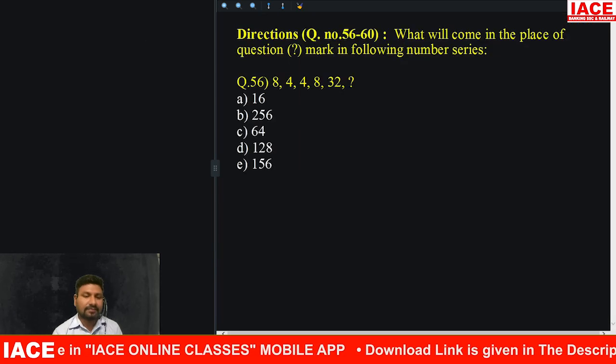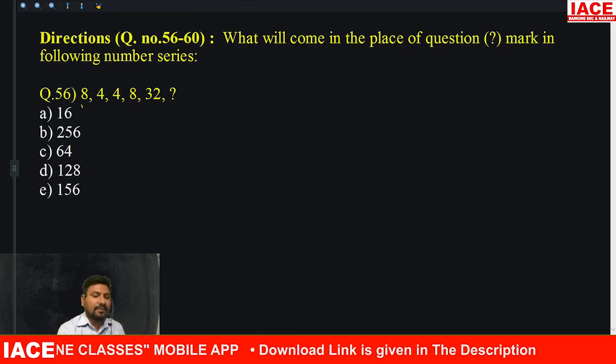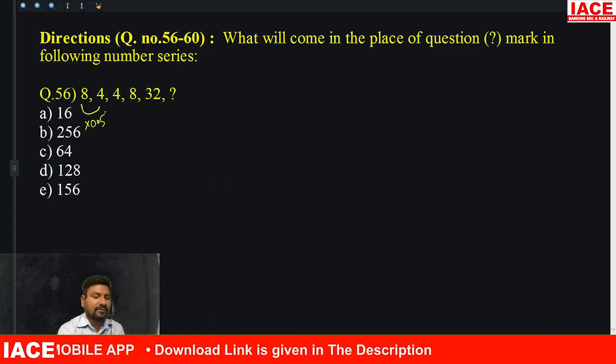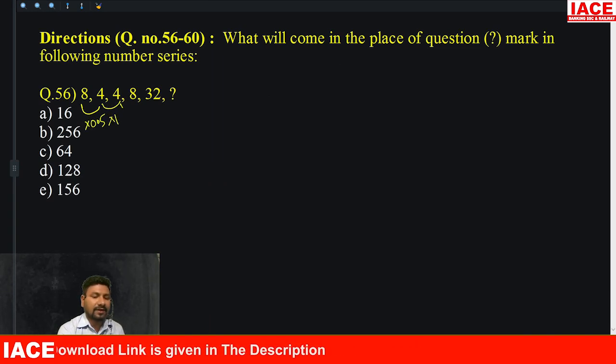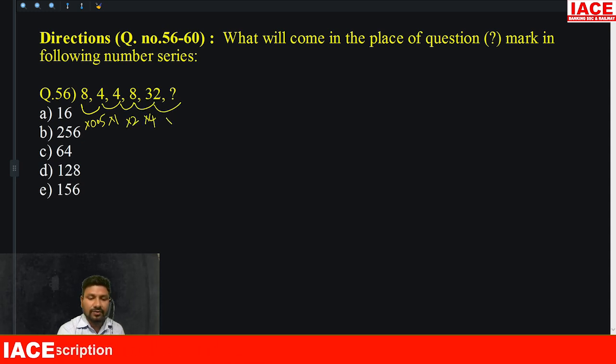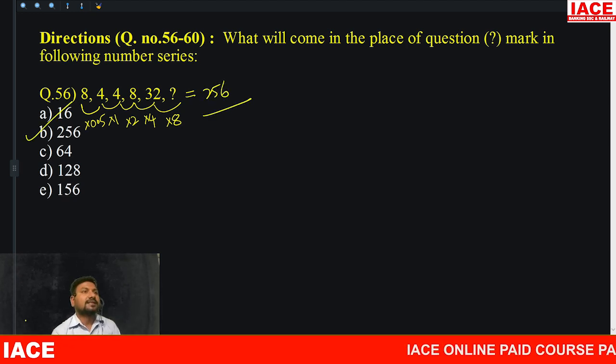Next we have a number series. The data is completed. 8 becomes 4, it is a multiplication of 0.5. 4 becomes 4, multiplication of 1. 4 becomes 8, it is a multiplication of 2. 8 becomes 32, multiplication of 4. 32 becomes multiply with what number? 8. 32 times 8 is equal to what is the answer? 256. Option A is right. This is the logic. Make the number double.